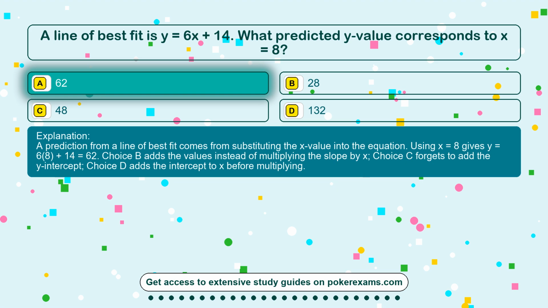Choice B adds the values instead of multiplying the slope by x, choice C forgets to add the y-intercept, choice D adds the intercept to x before multiplying.